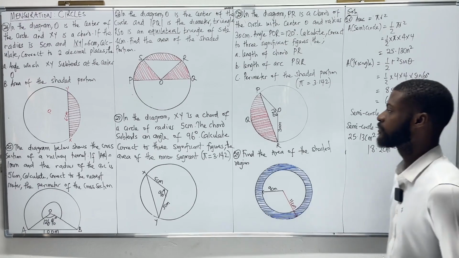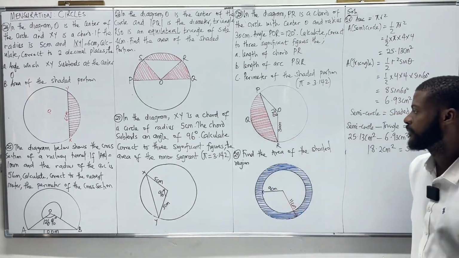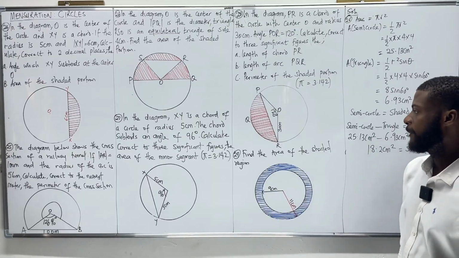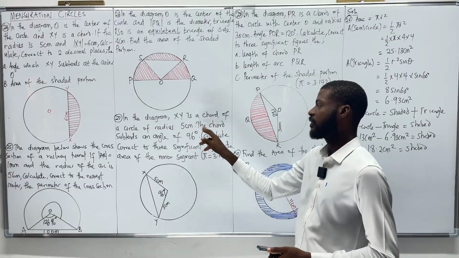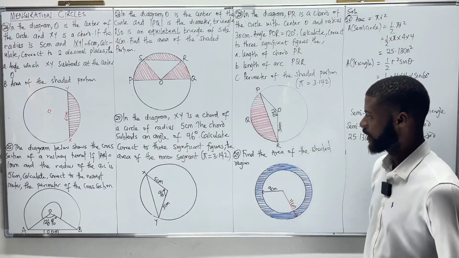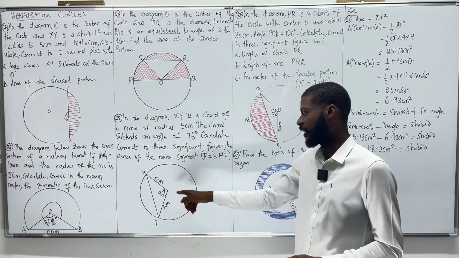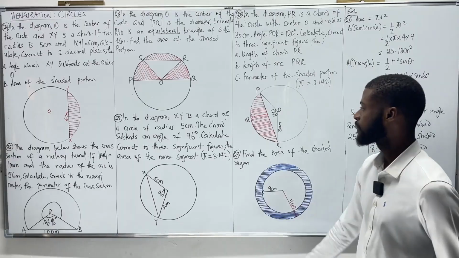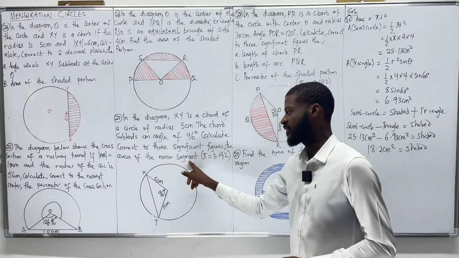Question 27. In the diagram, XY is a chord of a circle of radius 5 cm. The chord subtends an angle of 96 degrees. Okay, you can see that it's at the center. No need for them to still write at the center. There's already a diagram showing us that it's at the center. Calculate correct to three significant figures the area of the minor segment.